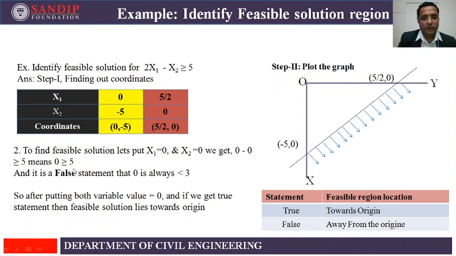Okay, and therefore, since we got a false statement, the basic feasible solution lies away from the origin. Here the basic feasible solution is shown by an arrow, and that arrow is moving away from the origin. Therefore the basic feasible solution is available in this region, not in that region. So in this way we can easily find the feasible solution region.